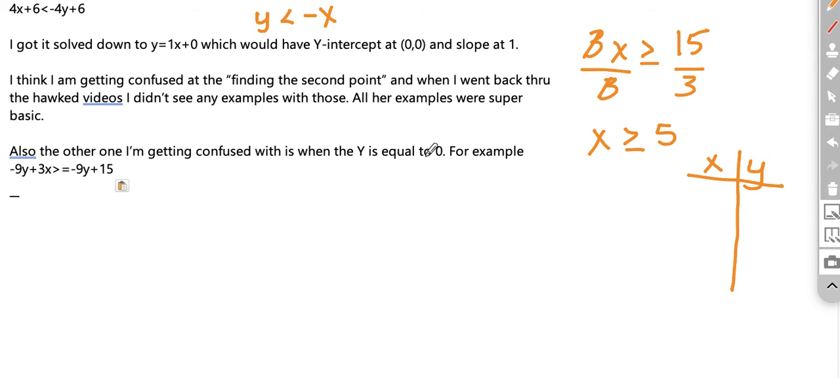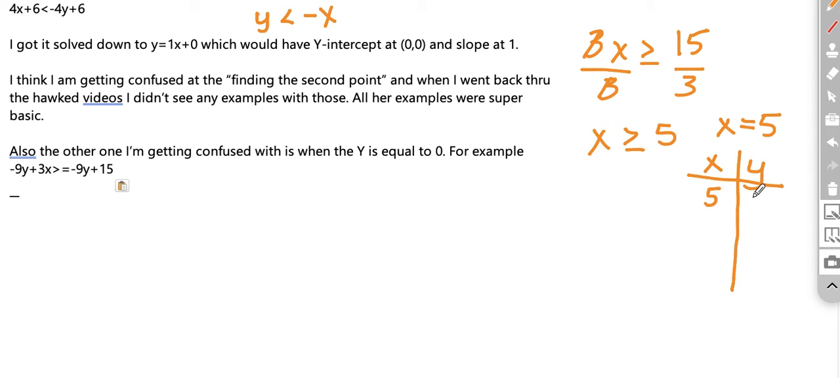Okay, so we can set up our XY table. And when x is 0, what is y going to be? Oh, I did that the wrong way. I should have said the equation that we're looking at is x equals 5, okay? And we're going to get points for that equation. Well, x equals 5. What does y equal?